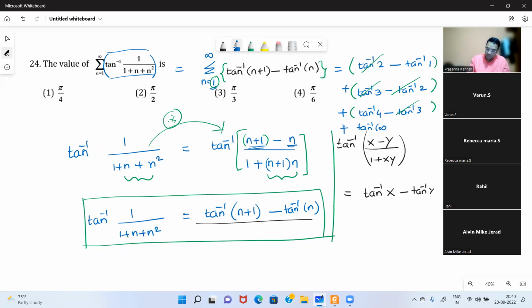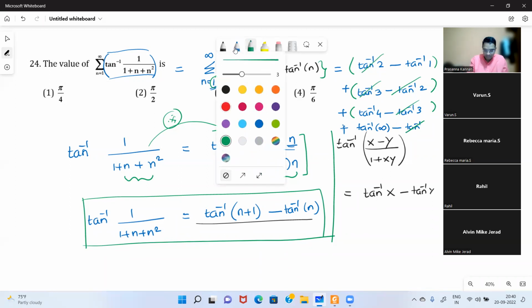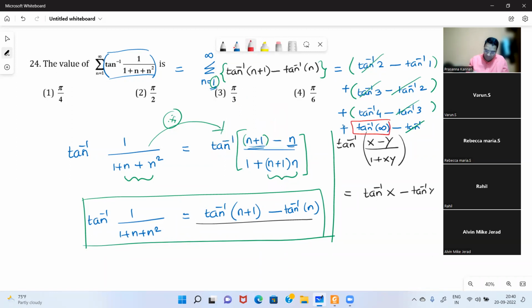say it is tan inverse infinity minus tan inverse of that infinity minus whatever that number is, okay? But that number will also get cancelled because of the previous term, correct? So what will be the only thing remaining? Tan inverse infinity will remain. There is nothing to cancel with it, right?